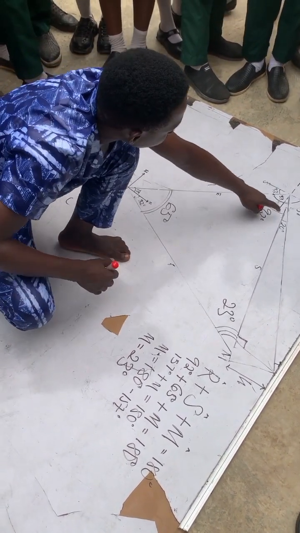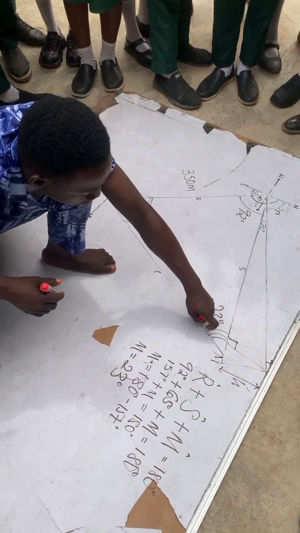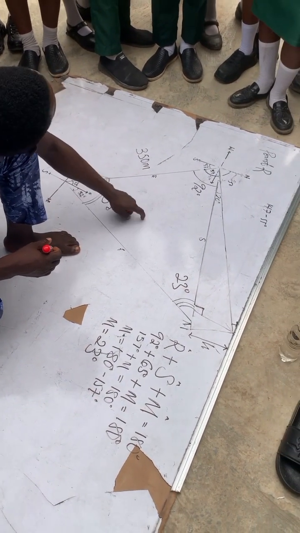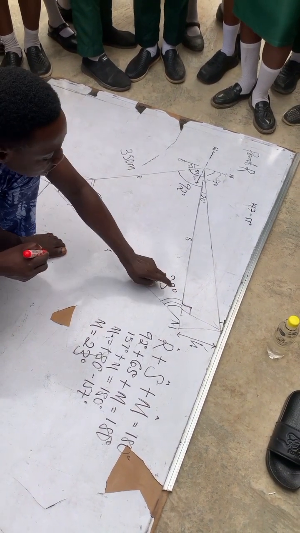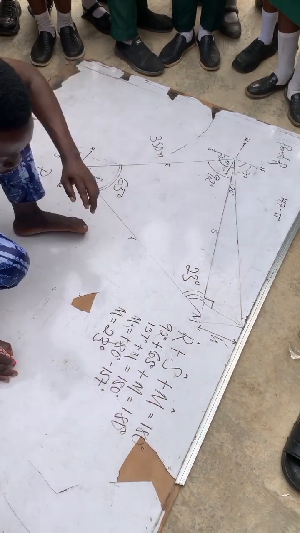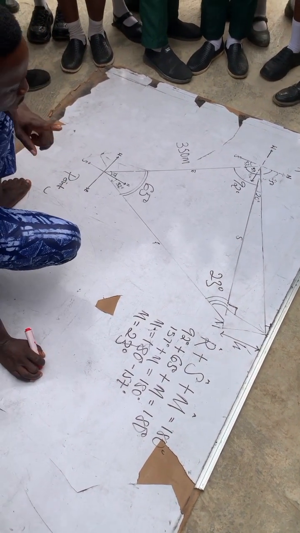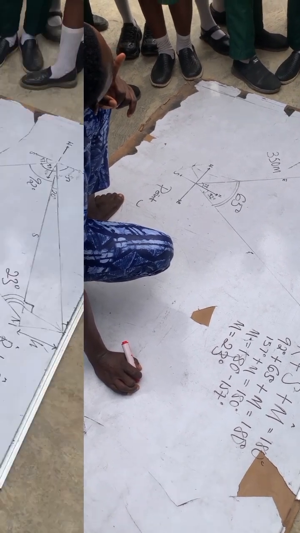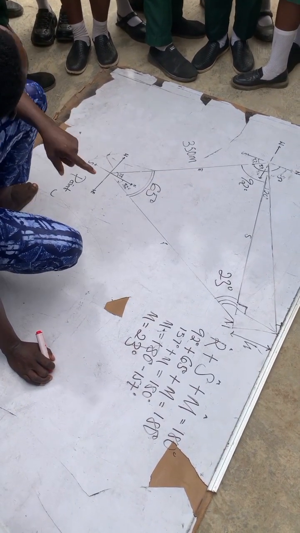So the angle here is 23 degrees. Why do you think I'm putting one sign here, double sign here, and three signs here? Because what type of triangle is this? Scalene, because all the angles of a scalene triangle are not equal. Sure you understand now? Now we have gotten M. Can everybody tell me the reason why we have to find M? Because we're going to use the sine rule to find what?